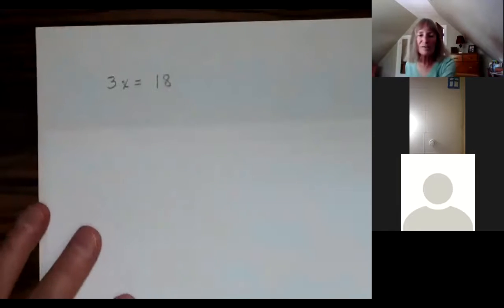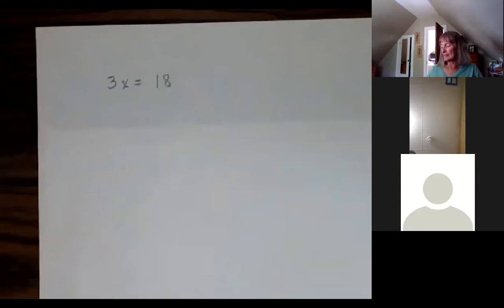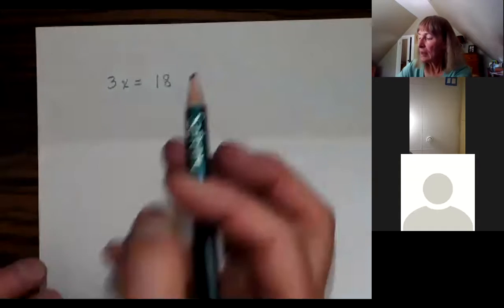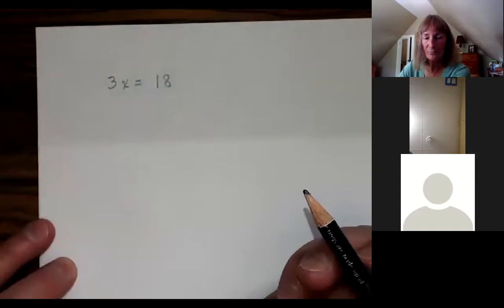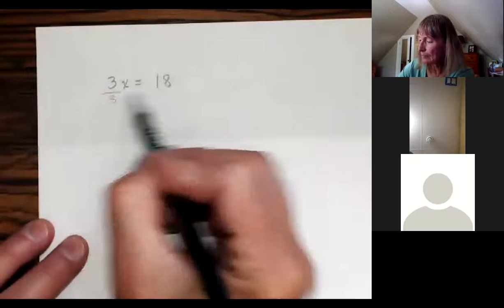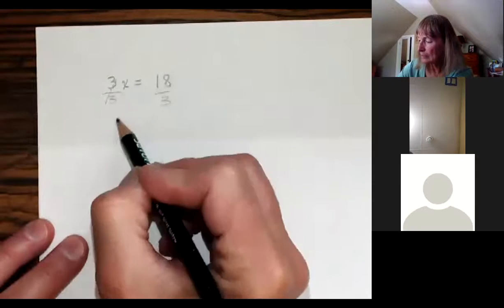Okay, here's an equation. This one looks really easy. We know how to solve this one. What do I do to solve this? It's a multiplication equation. Divide by 3. We get x equals 6.